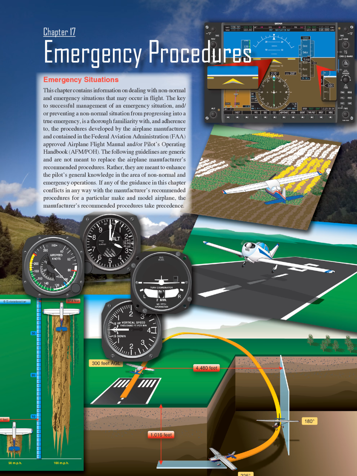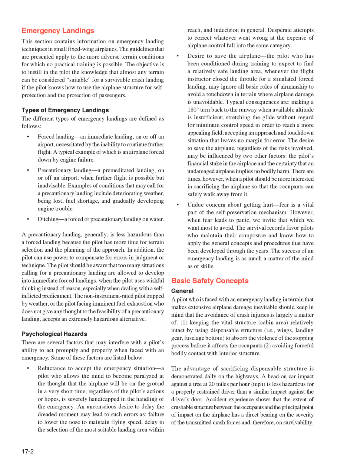If any of the guidance in this chapter conflicts in any way with the manufacturer's recommended procedures for a particular make and model airplane, the manufacturer's recommended procedures take precedence. Emergency landings. This section contains information on emergency landing techniques in small fixed-wing airplanes. The guidelines that are presented apply to the more adverse terrain conditions for which no practical training is possible.